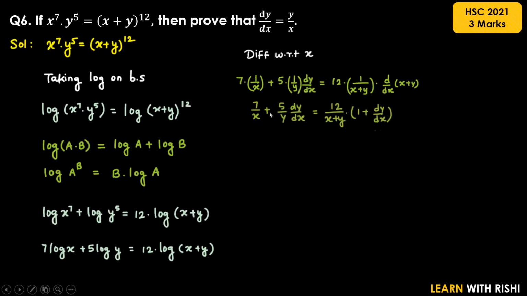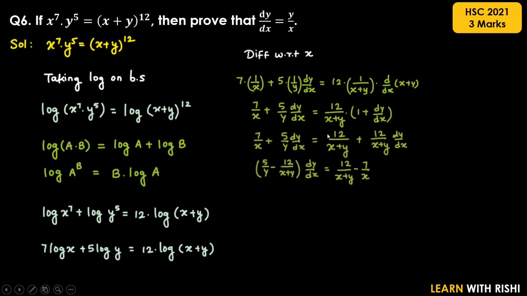So you will get 7 upon x plus 5 upon y dy by dx is equal to 12 upon x plus y, derivative of x plus y with respect to x, that is 1 plus dy by dx. Now we'll open this bracket. 7 upon x plus 5 upon y dy by dx is equal to 12 upon x plus y plus 12 upon x plus y dy by dx. Now there are two terms of dy by dx, we'll take it common. So 5 upon y minus 12 upon x plus y dy by dx is equal to 12 upon x plus y minus 7 upon x.